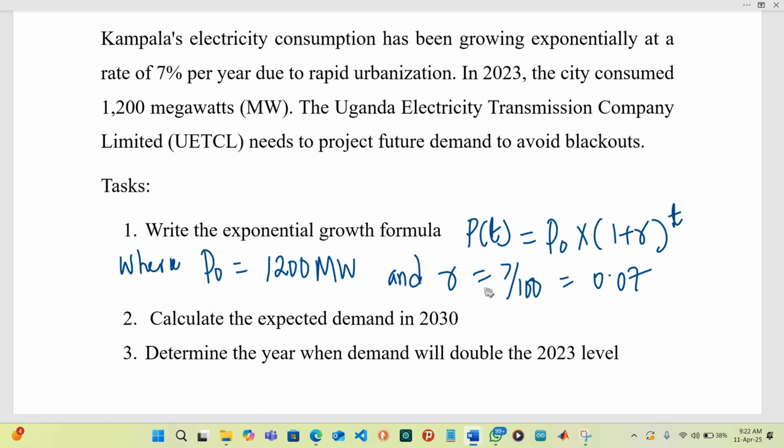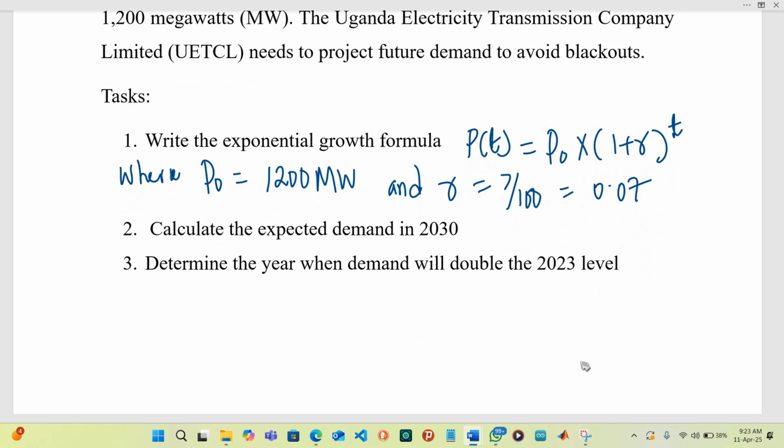Now, they want us to write the model or the formula for exponential growth of this consumption in Kampala, starting from 2023, using these constants that have been given to us. Number 2 is to calculate the expected demand in 2030. Then number 3 is to determine the year when demand will double the 2023 level. So let's look at the solutions.